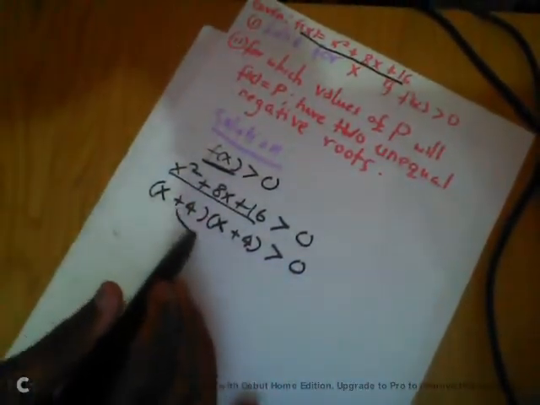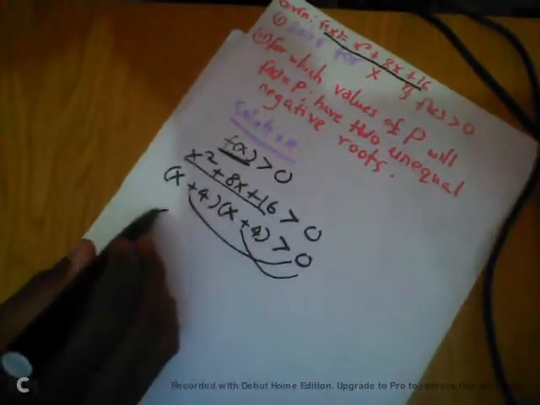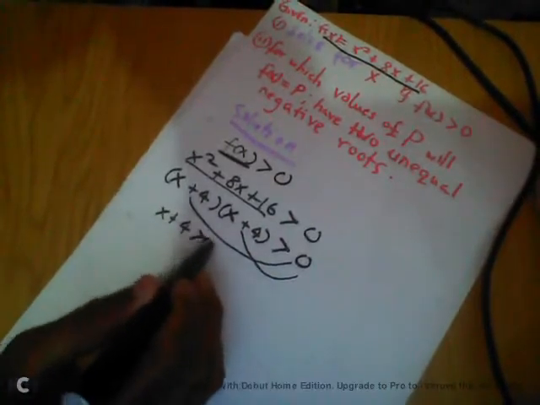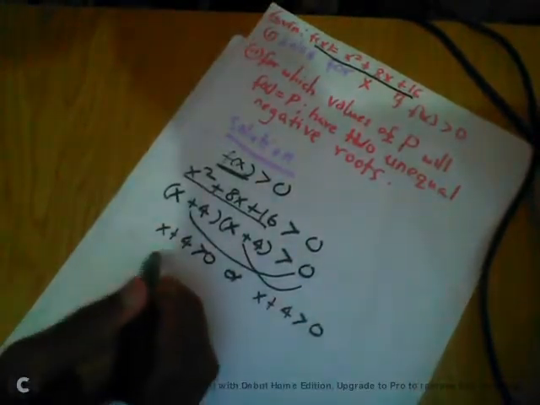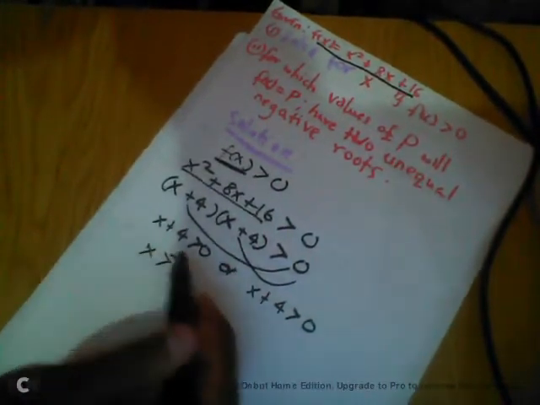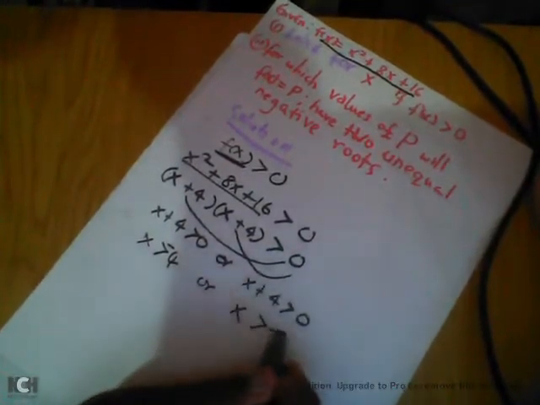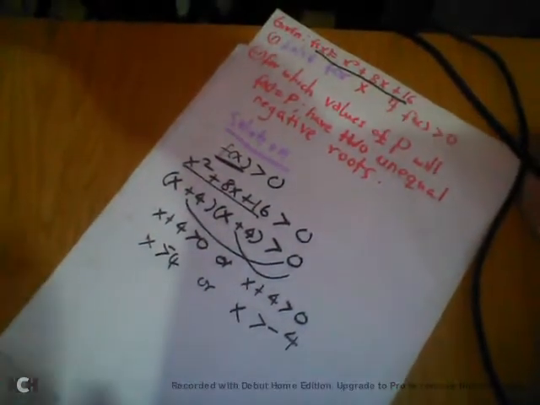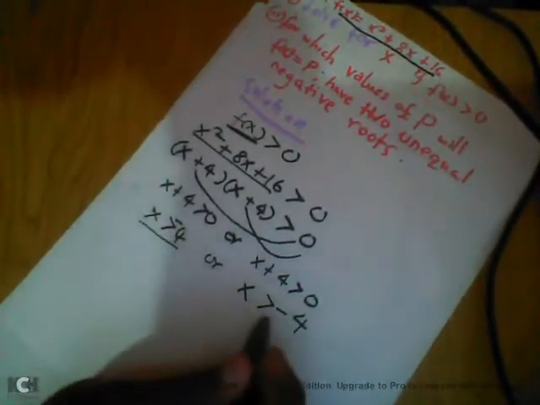If you multiply these numbers, you get this one right here. So if that's the case, x plus 4 is greater than 0, or x plus 4 is greater than 0. So x is greater than negative 4, or x is greater than negative 4. Okay, so that's it. So x is greater than negative 4 if f of x is greater than 0. That's all done.